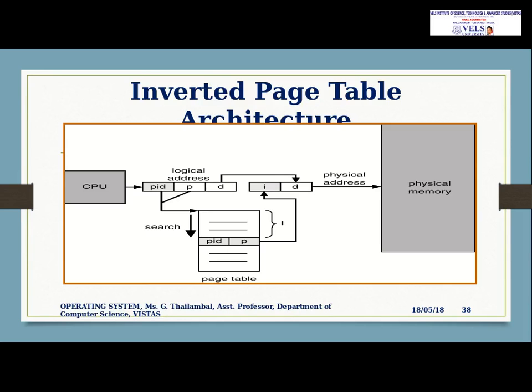So it doesn't need to have any levels of page tables. Instead, it is having only one page table which will have all the pages with the ID. So you are going to search the pages only with the help of the page ID. So it doesn't need larger memory space.